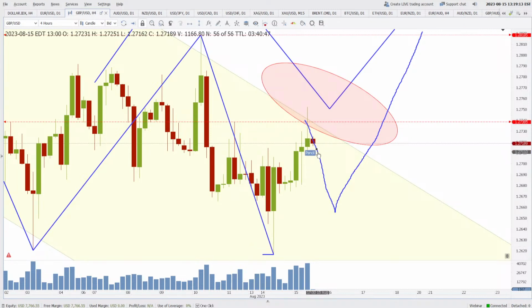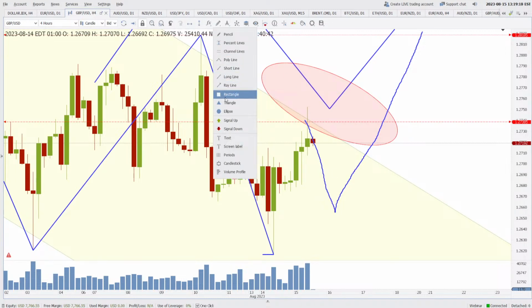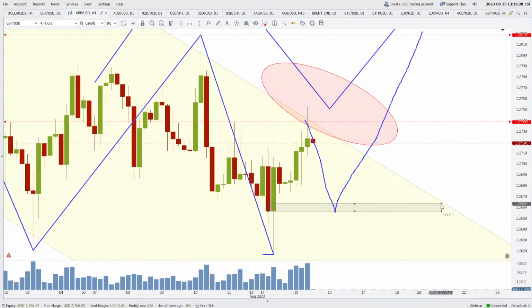So every opportunity on the lower side will be taken by them as a buying opportunity. So my suggestion is to look for a buying opportunity close to 1.2660 and 1.2550.